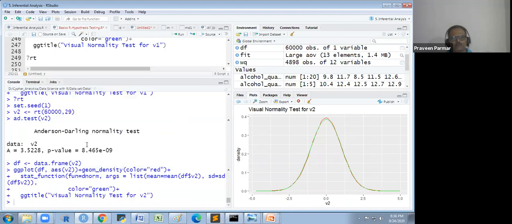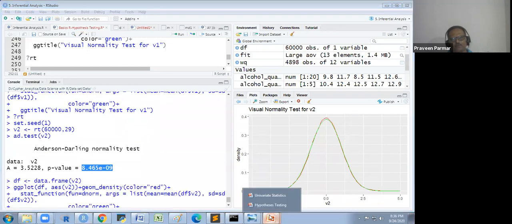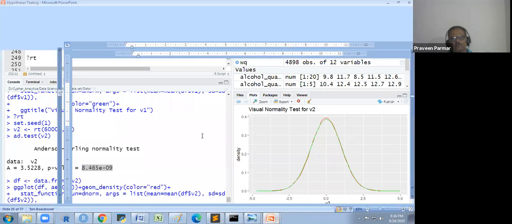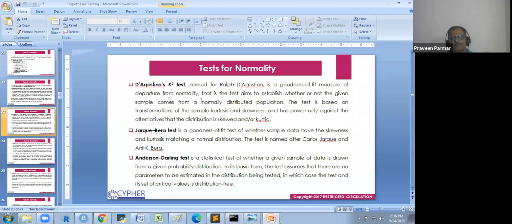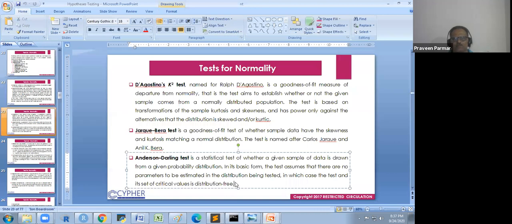I just see. And the normality test, 8.546. You see the normality in the Anderson. How do we check it? The statistical test whether a given sample of data is drawn from the given probability distribution. It is the basic form. The test assumes that there are no parameters to be estimated. But for the Anderson, what parameter do we have to take? I have to see.